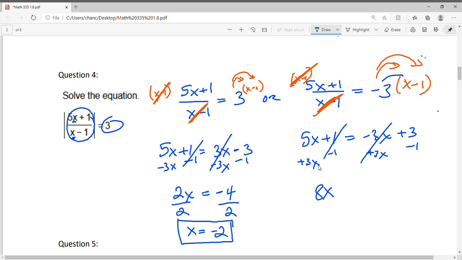This gives us 8x equals 2. Divide both sides by 8. And 2 over 8, that reduces to 1/4.